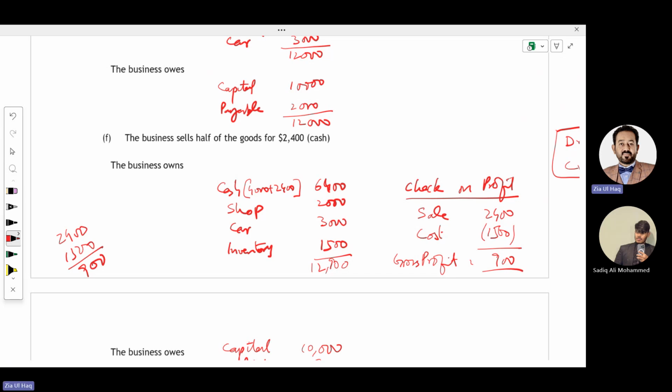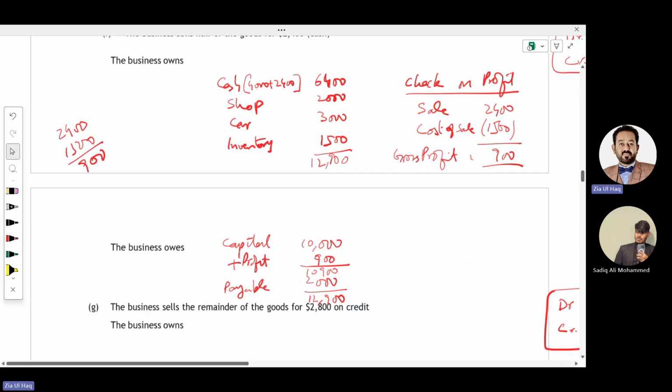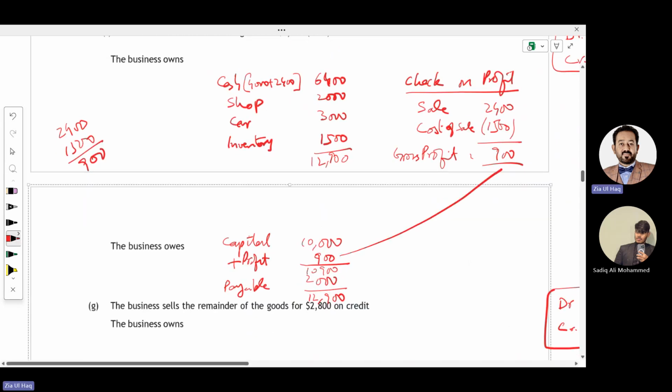Sale less cost of sale. Cost of sale means the inventory we sold, at what amount we bought that inventory. So this 900 is our profit, so that both sides should remain same.